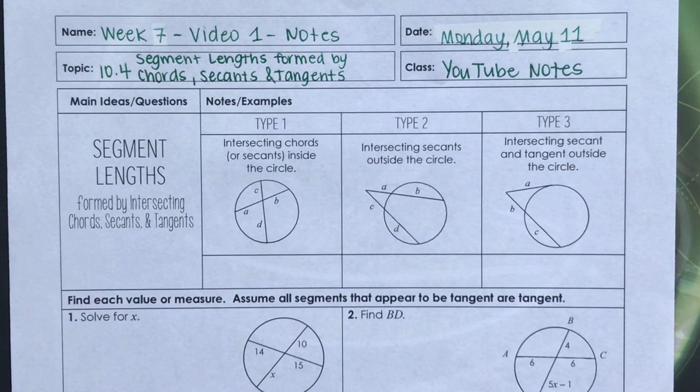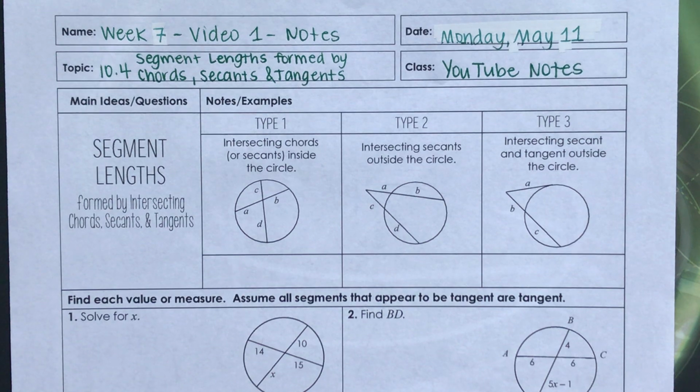Today we are going to talk about section 10.4. We're going to talk about segment lengths formed by chords, secants, and tangents. This is our week 7 video 1. So today, as you're watching this, it should be Monday, May 11th. This will be due on Thursday.